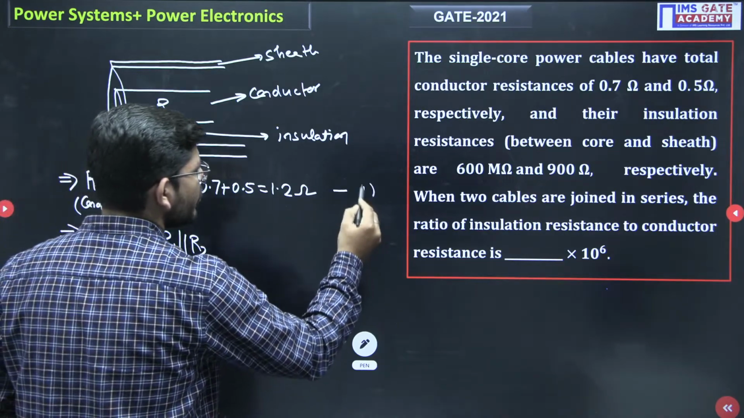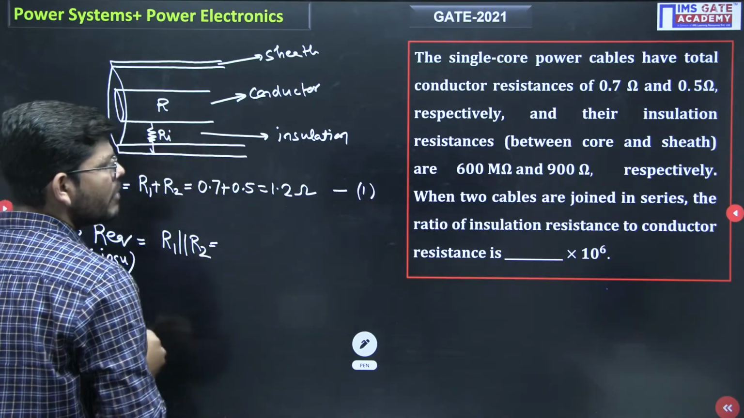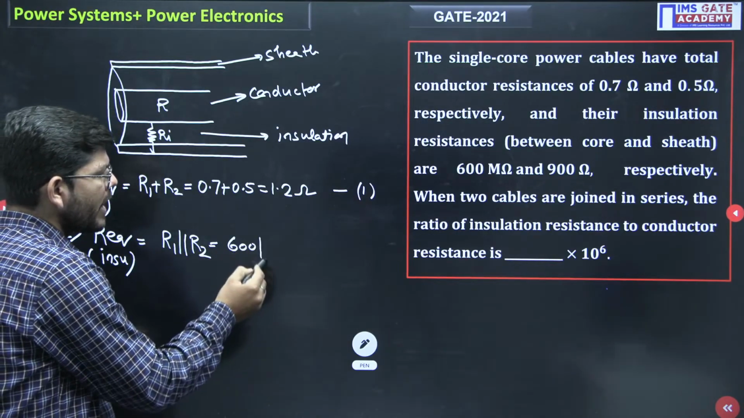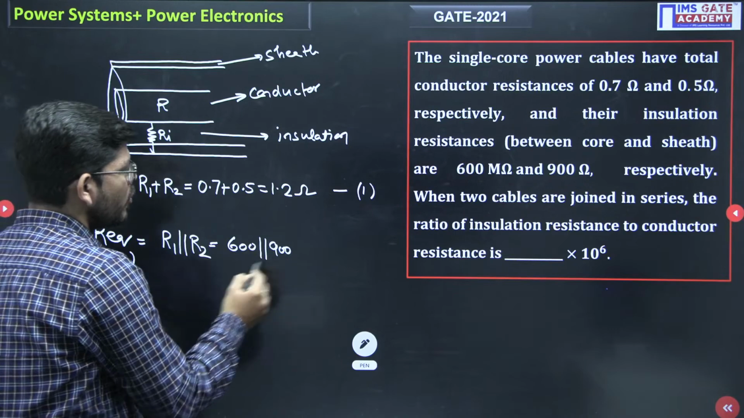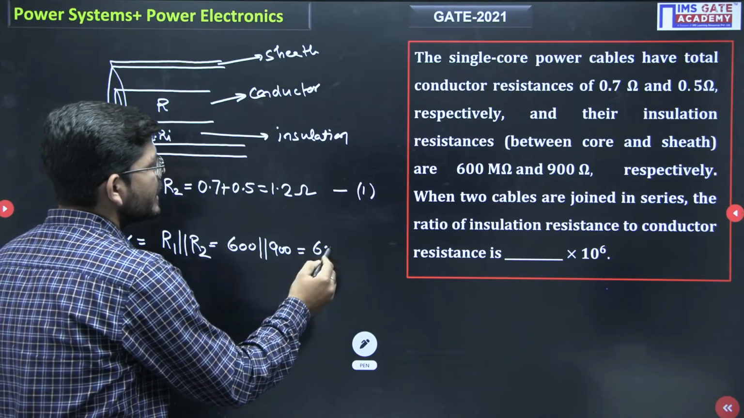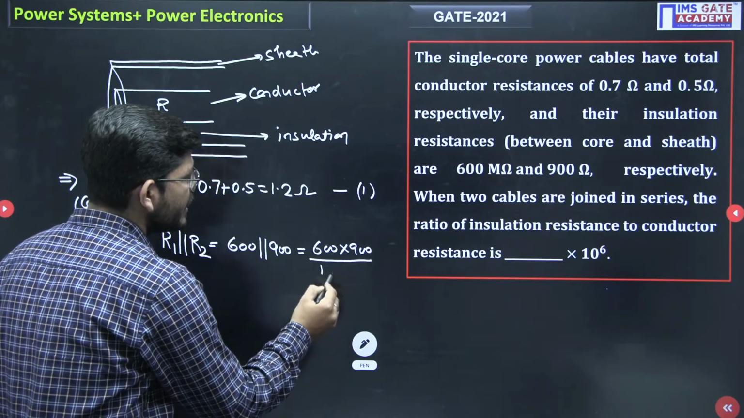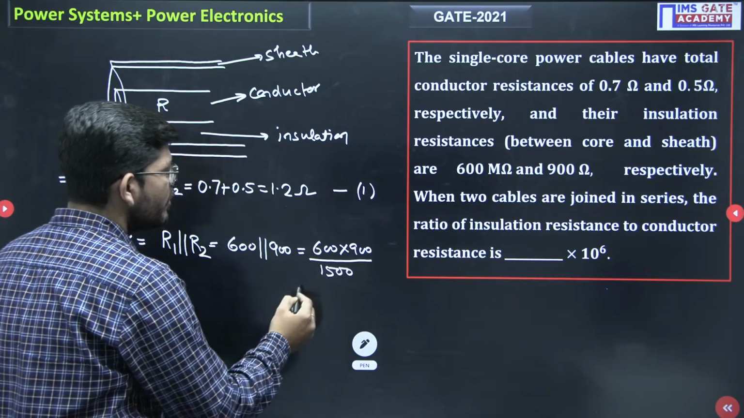Let me call this equation 1. So what will be R1 parallel R2? We have the values: it is 600 mega ohm parallel 900 mega ohm. So what will you get? 600 into 900 divided by 600 plus 900, that is 1500. So how much will you get?